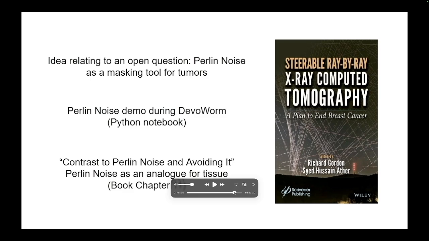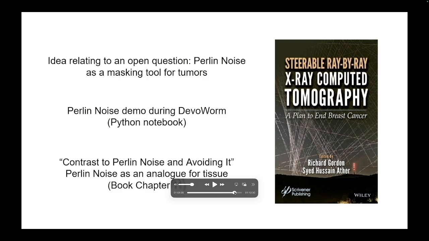This slide talks about a paper that Dick, myself, and Hussein Ather wrote on using Perlin noise as a masking tool for tumors. That was an open question he posed in a DevoWorm meeting, and I worked on some demos for it. Then we got to the point where we asked another question: could you use Perlin noise not just to mask tumors, and as an analog for the noise that tissues create, but actually model tissues with Perlin noise?